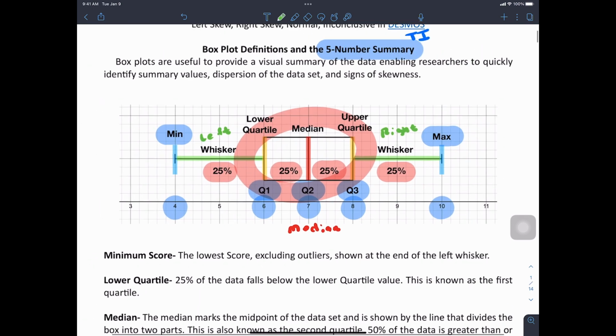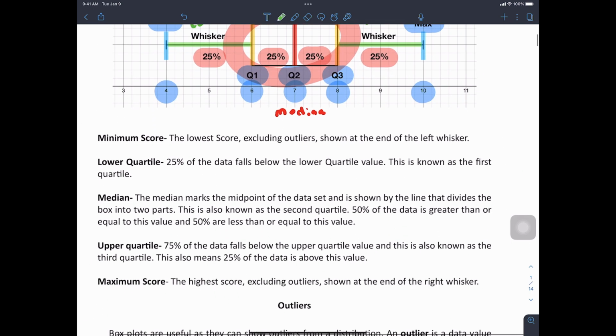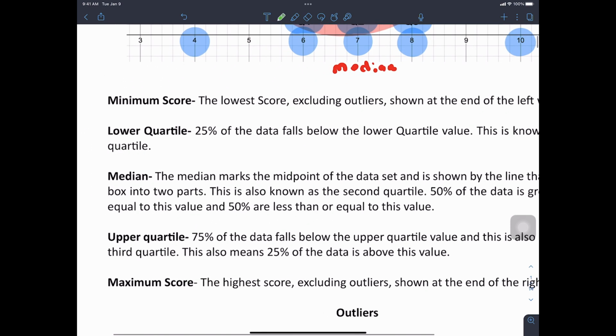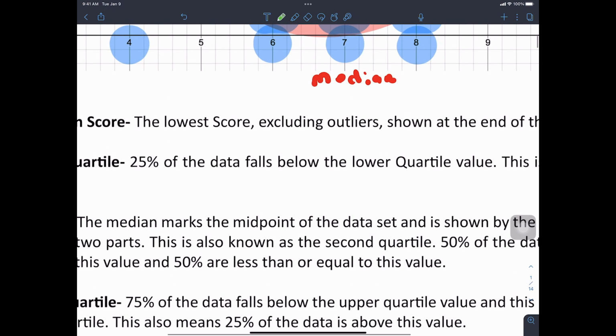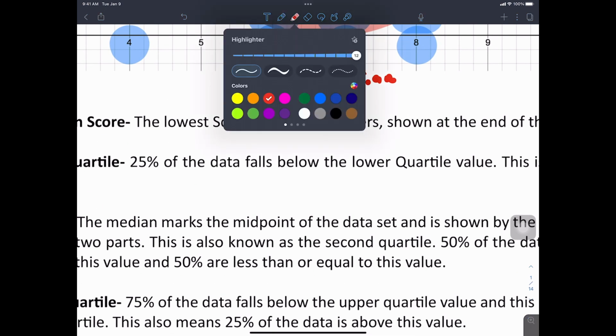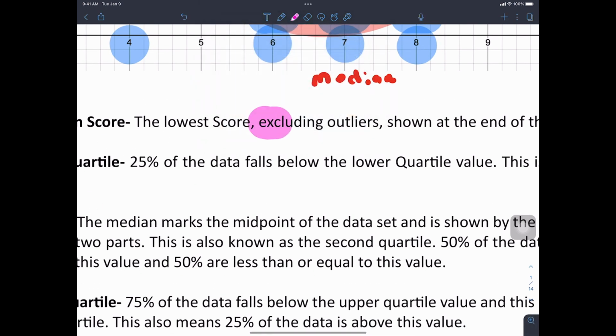And I did give a summary for you guys here, right? You should already know this stuff, the summary. The minimum score, you guys know, the smallest data value. But it says that they are excluding what? Outliers. Good. And we're going to talk about that.